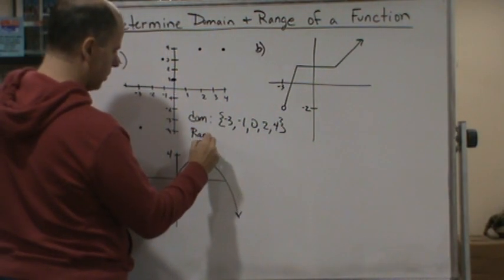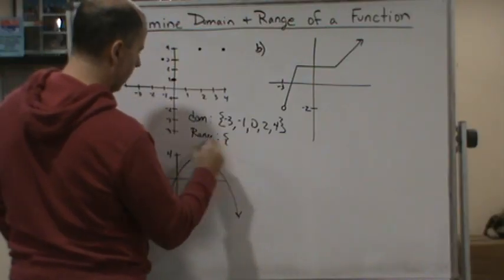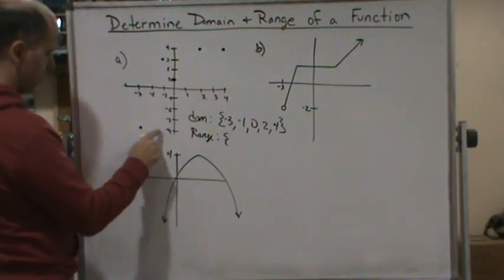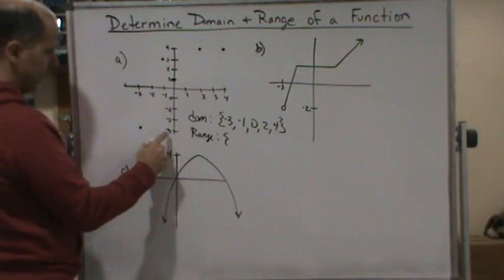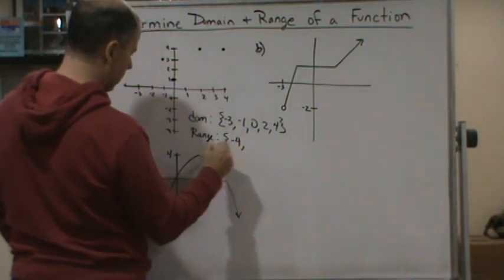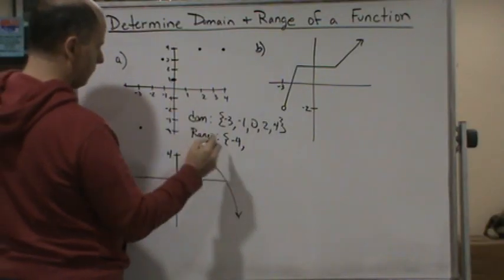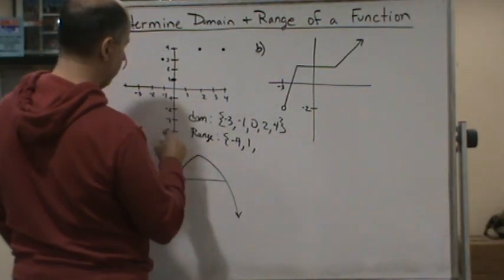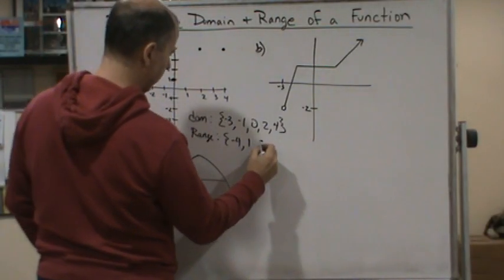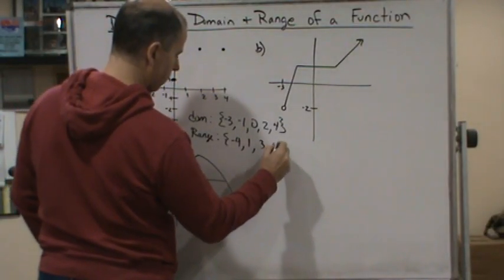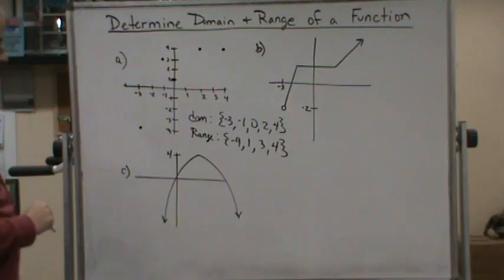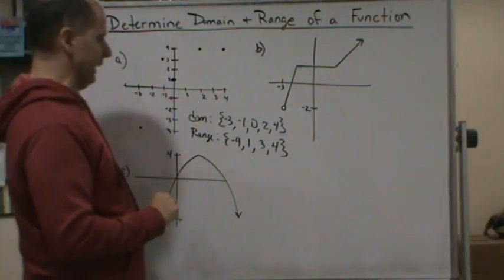And the range is the set of all y values. So now we're going in the vertical direction. So it would be -4, up to 1, up to 3, and then up to 4. Okay. Now let's look at B.